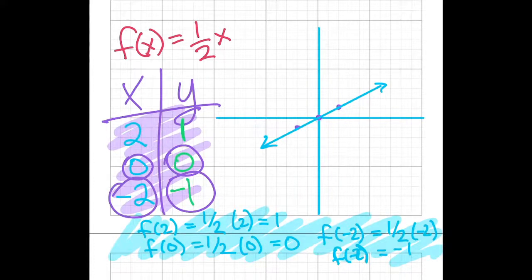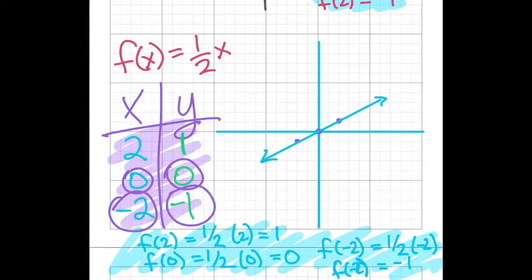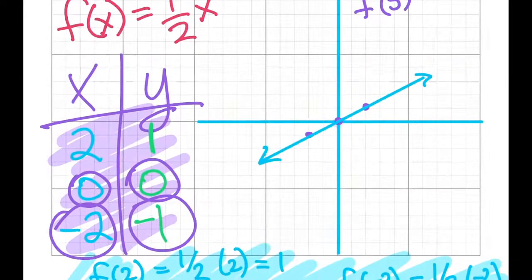So if I say to you, what is f of 5? Okay, what is f of 5? Now this should give us some decimal because half of 5 is not going to be an even number, but I'm going to show you the graph never lies to you. The graph will not lie to you. So let's go over here to 5. So let's go 1, 2, 3, 4, 5. And remember, you go straight up until it hits the graph. So let's go straight up.